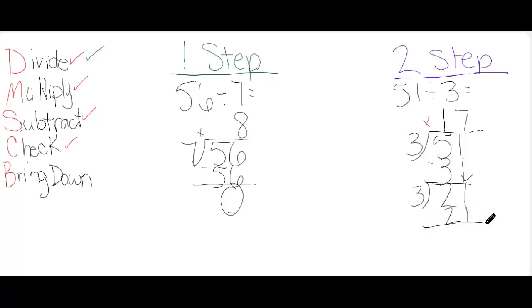And now I'm going to go to my next step after I multiplied, which is to subtract. So we're going to subtract 21 from 21, and we get 0. There is nothing remaining. So 0 is less than 3 when we check. And our quotient, or answer, to 51 divided by 3 is 17.